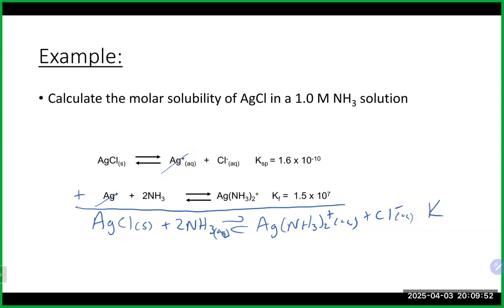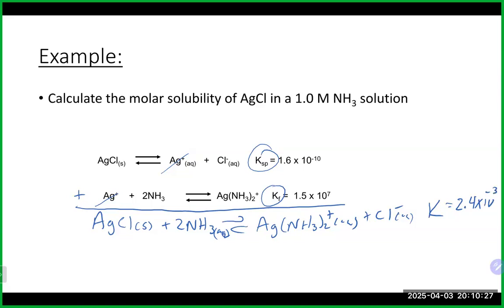Now, if I want the K value for this, is it okay to multiply a KSP by a KF? Is that okay? The answer is yeah, it's okay. It don't really matter, right? You did a KA times KB to get KW. Why not? They're all K values, so it doesn't matter that they're different little symbols on the bottom. So we can get the overall K value here, which in this case is 1.6 times 10 to the minus 10 times 1.5 times 10 to the 7. That's going to give us a K value of 2.4 times 10 to the minus 3.